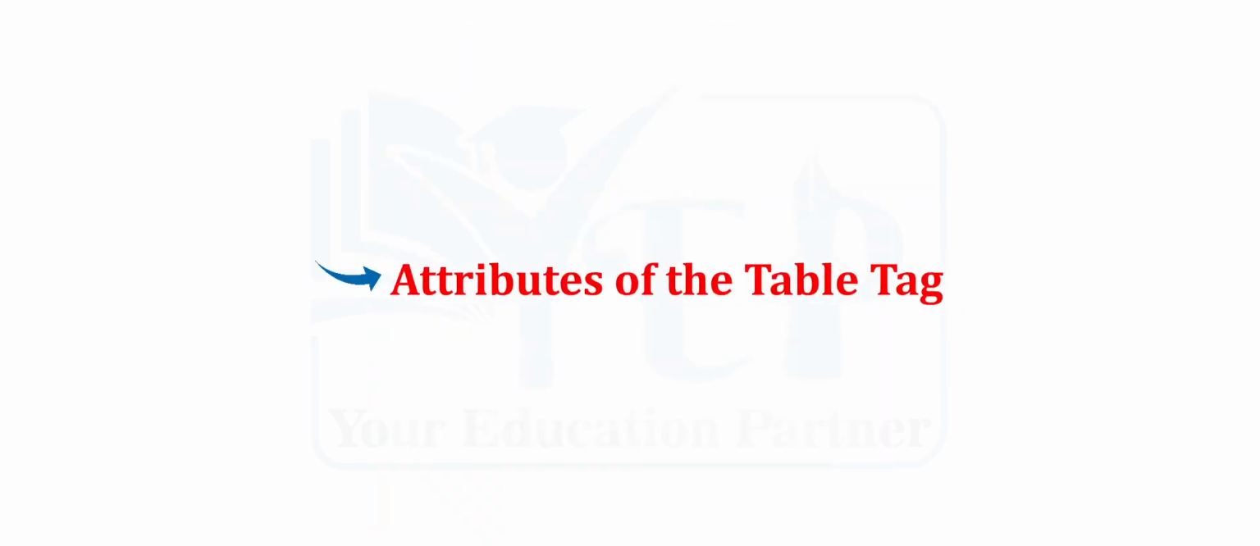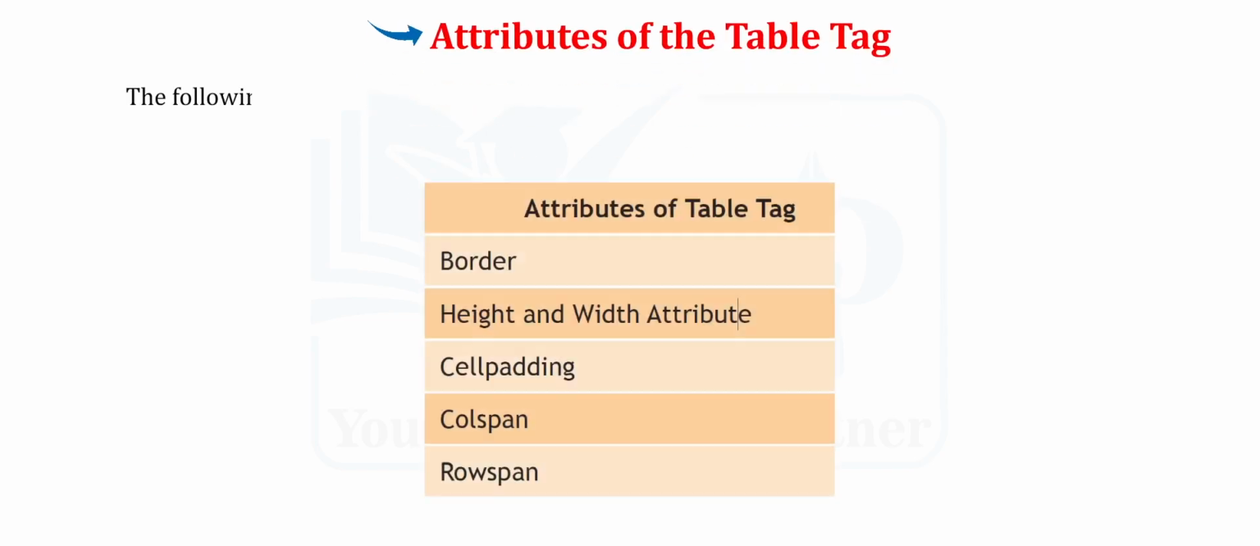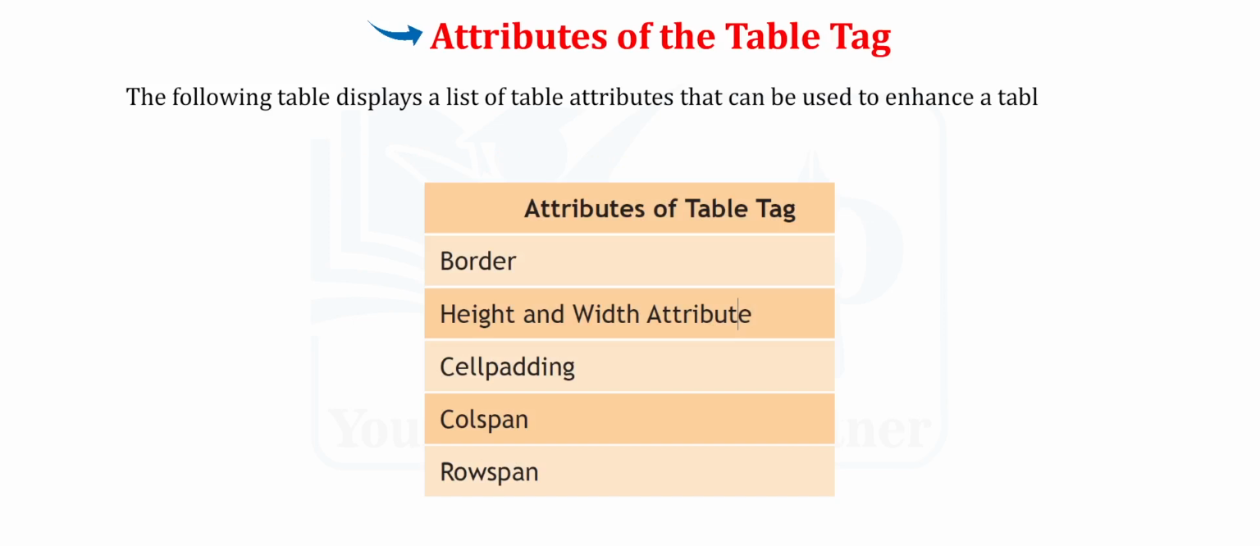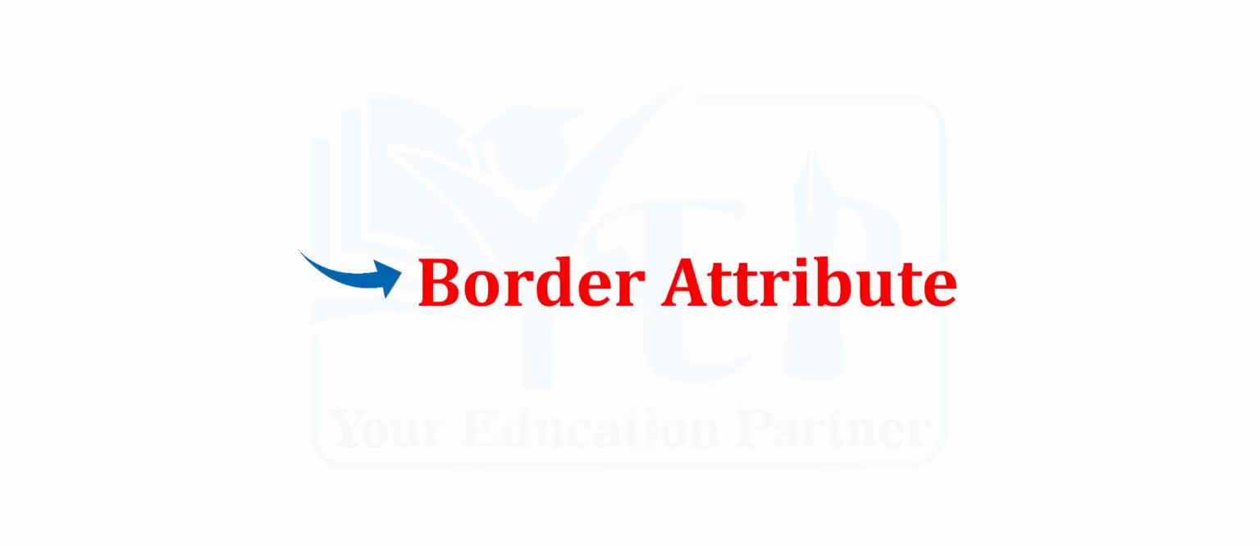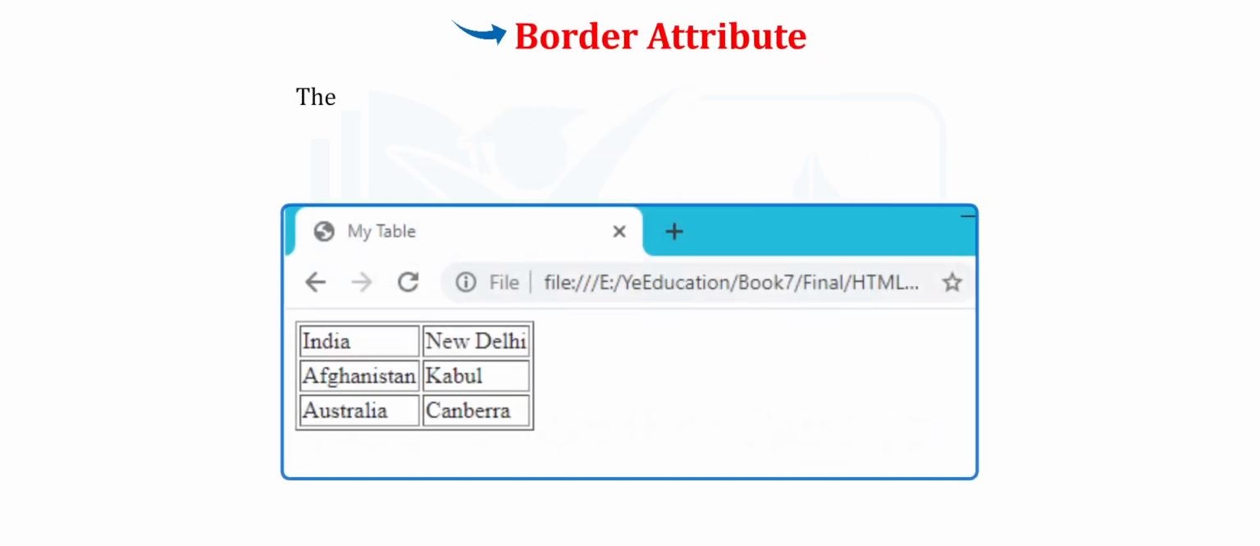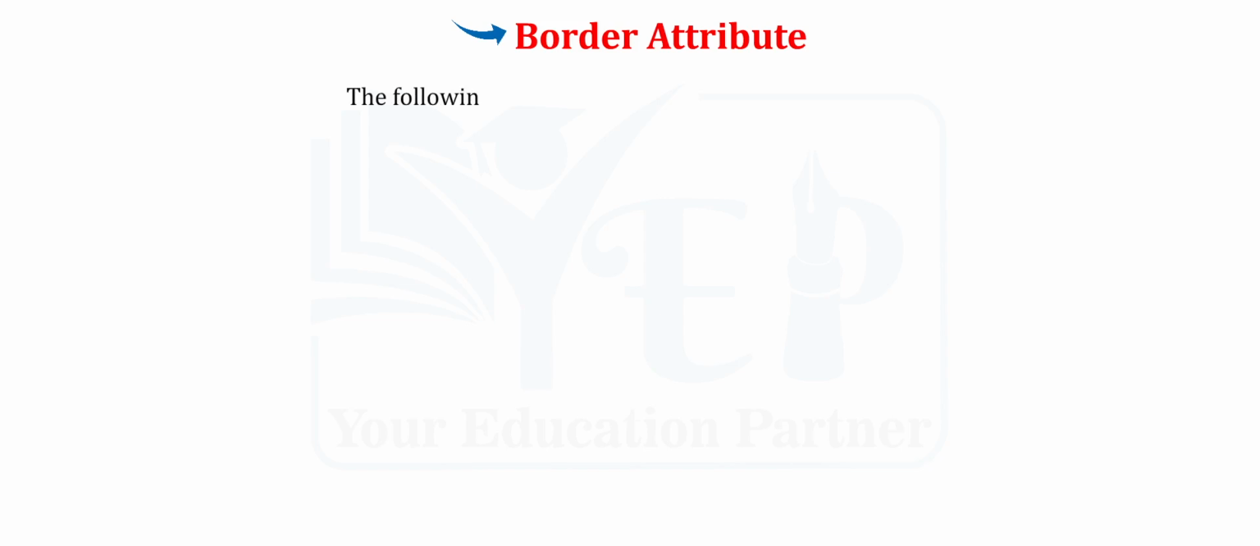Okay, students, now we will talk about the attributes of the table tag. The following table displays a list of table attributes that can be used to enhance a table's look. Border attribute. The border attribute of the table tag is used to specify a border. The border attribute takes a numeric value. The following code makes use of the border attribute.